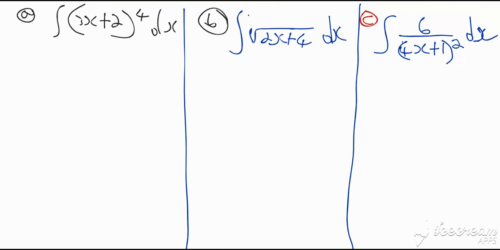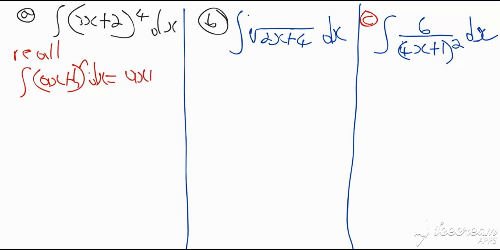Alright guys, we're going to look at 3 examples. Starting with question A, the first thing we want to do is to recall the general rule. So recall that the integral of (ax + b) to the n dx is equal to (ax + b) all raised to the n plus 1 over (n plus 1) times a, plus a constant of integration. So we simply add 1 to the power, we divide by the new power multiplied by the differential of the bracket, or by the coefficient of the x.